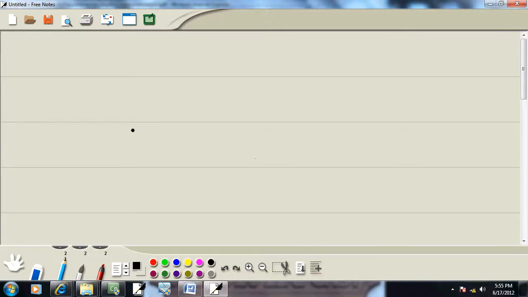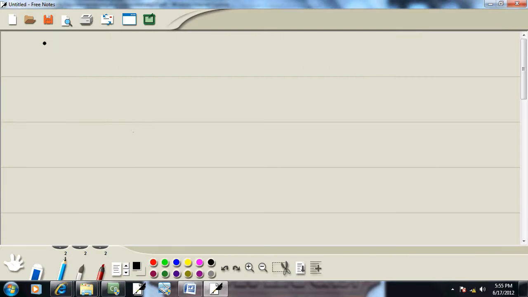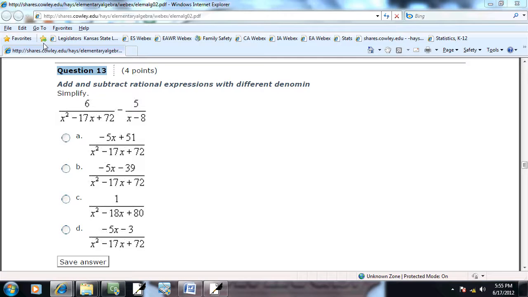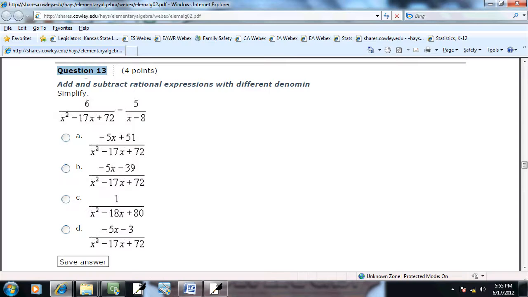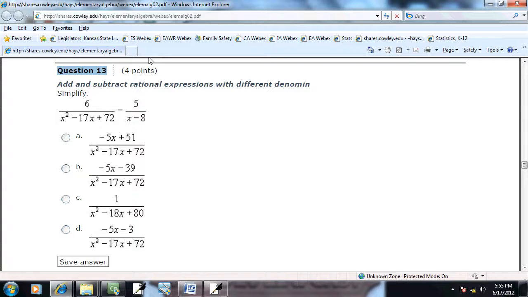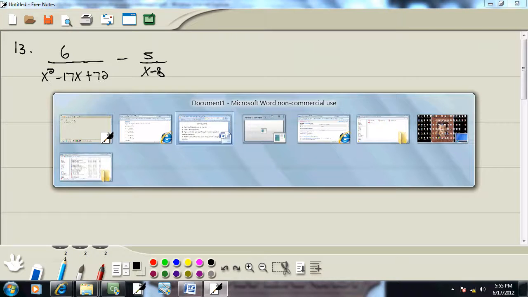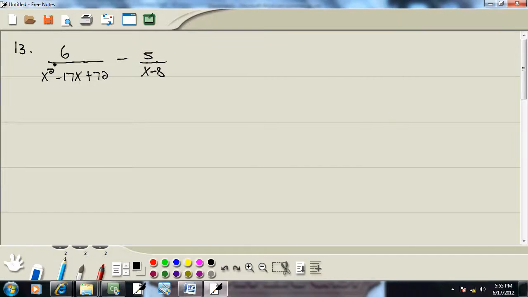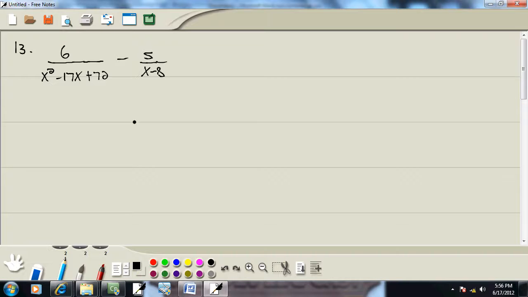So we'll follow these steps in solving this problem, number 13. We got 6 over x squared minus 17x plus 72 minus 5 over x minus 8. Step 1, get rid of parentheses on top. There is no parentheses on top. Step 2, factor the denominators.